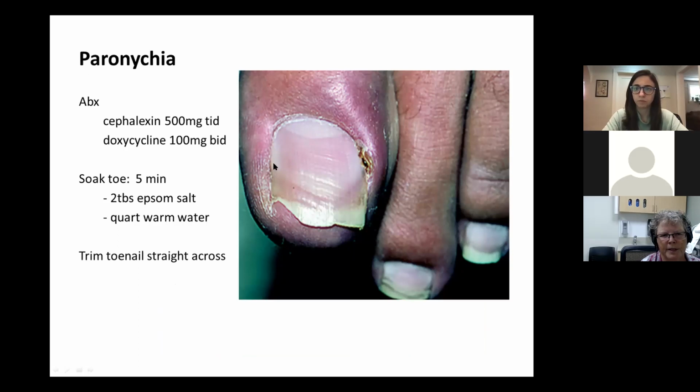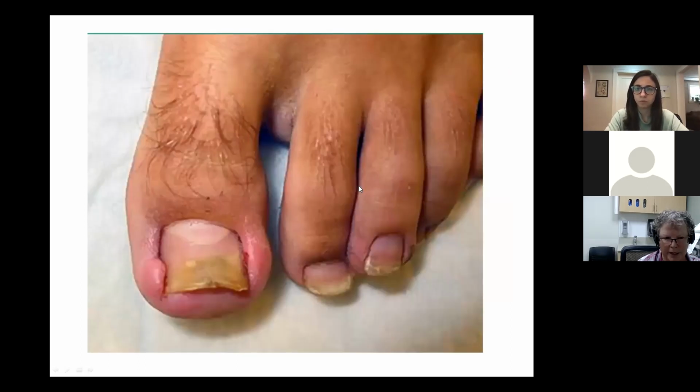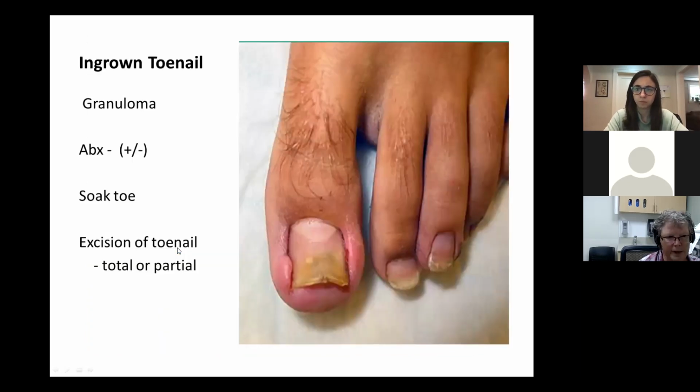So this nail does need to be excised, either partially or totally. This nail's going to need a little bit of help in order to get well. So when there's a granuloma, we need to do something about that. Yeah, the lateral skin fold's a little bit irritated with a little drainage, but this is the one that will not get well until we take away at least a portion of that toenail.